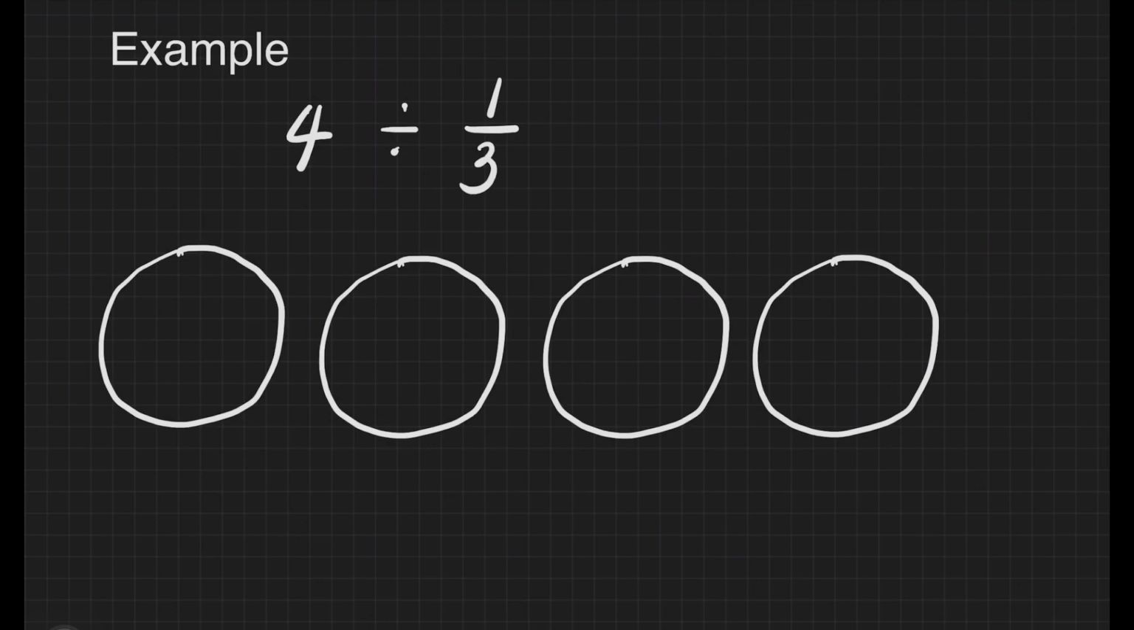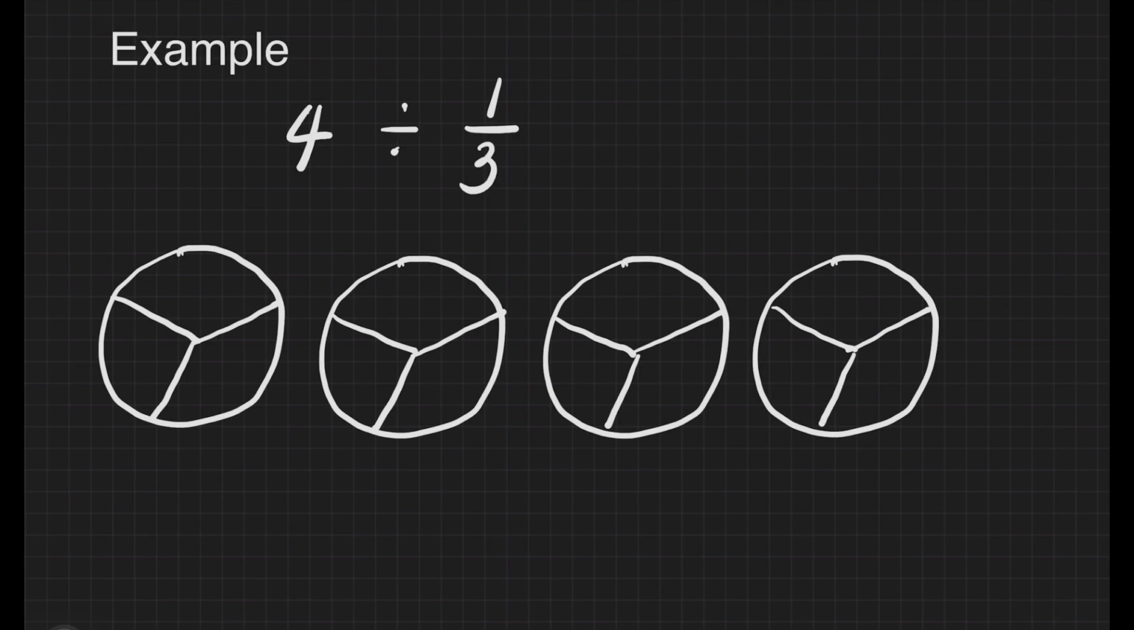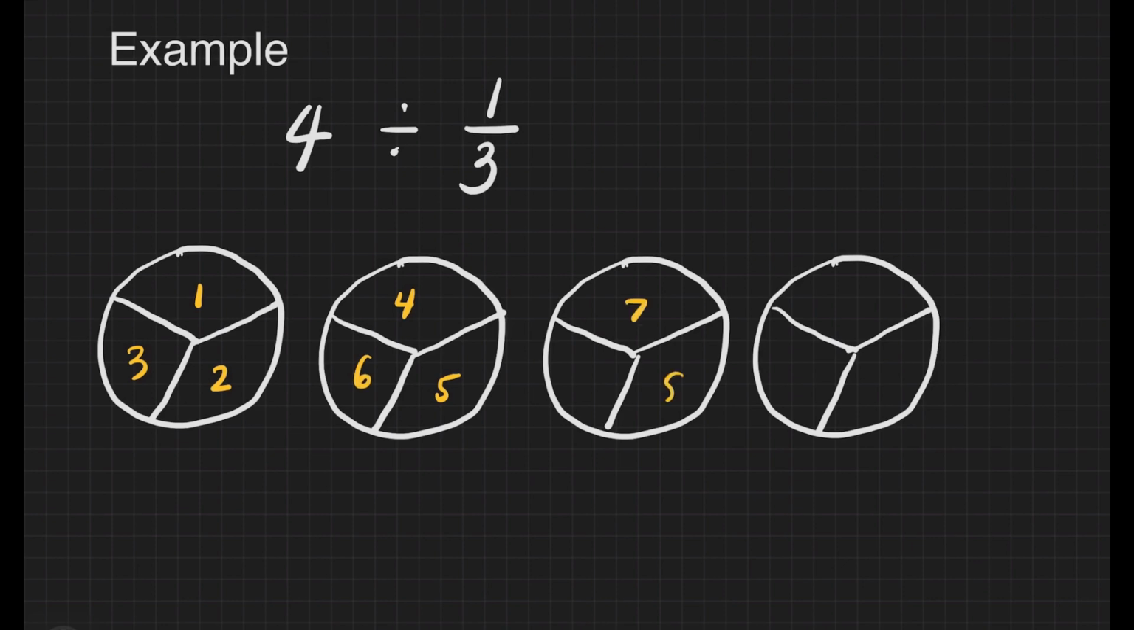I already drew 4 circles here. Let's divide it into 3 equal parts because one part of it is symbolizing 1/3. Through this activity, students can really see and visualize how do we do division of fraction. So all we need to do is to count the number of thirds in our whole, and we have 12 1/3 in 4 circles or 4 wholes.